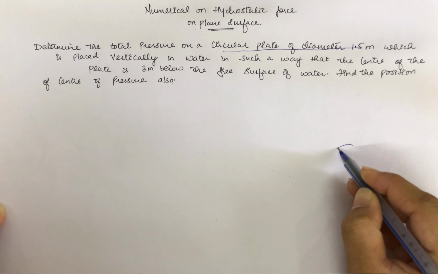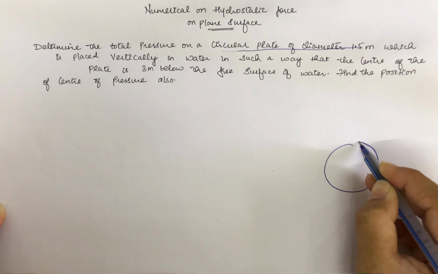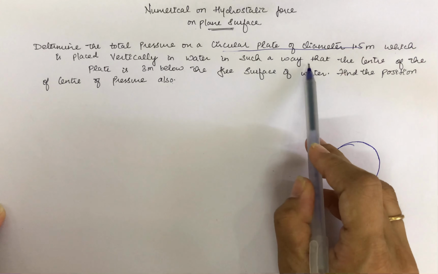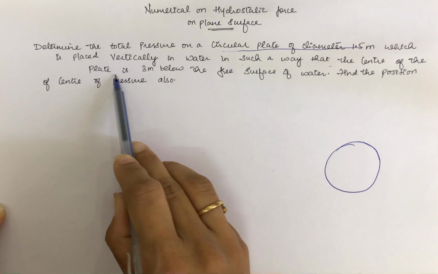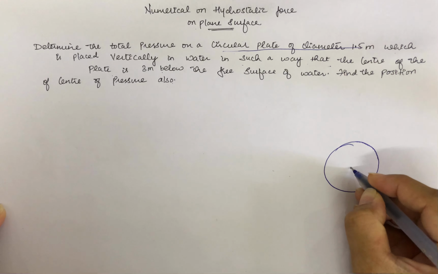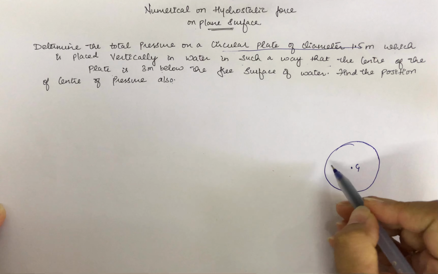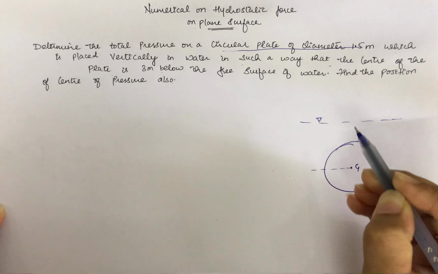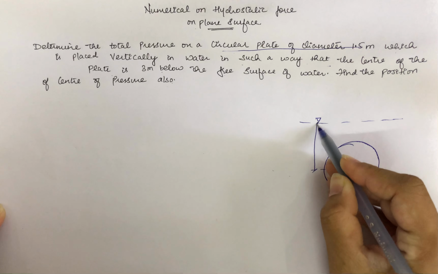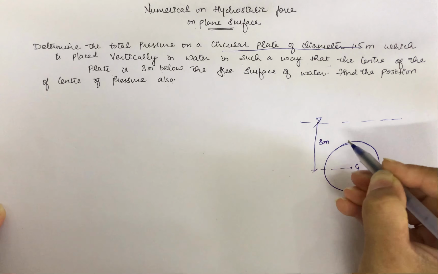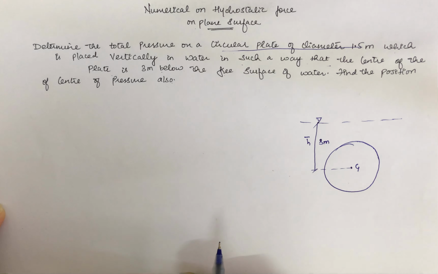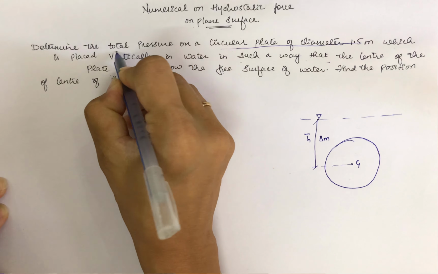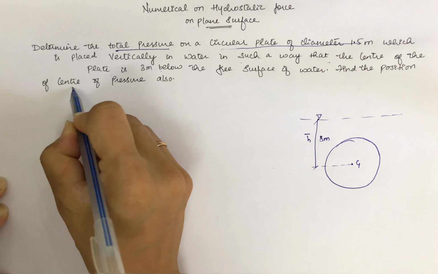So let us draw a circular plate which is 1.5 meter in diameter and it is placed in water in such a way that the center of the plate is 3 meter below the free surface of water. So suppose if this is the center of the plate, and if this is the free surface of water, then it is placed at a distance of 3 meter and this distance is h bar, as we have discussed in our previous video. Okay, so here now we need to calculate two things, first of all total pressure and then center of pressure.